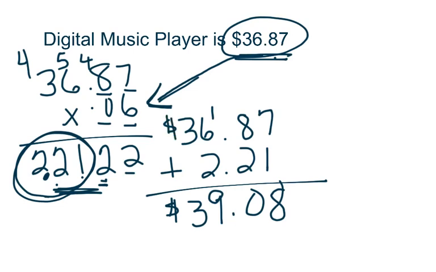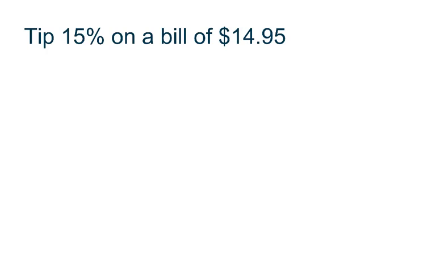And now I have $39.08. That's what it's going to cost after I add the tax. Let us continue. How about this? 15% on a bill of $14.95.